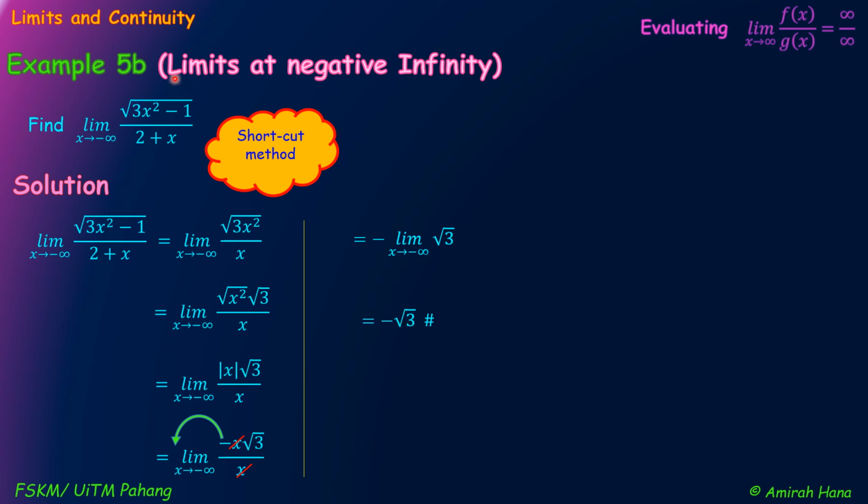From example 5a, the final answer equals positive square root of 3 because we solve the limit as x approaches positive infinity. But in example 5b, we solve the limit as x approaches negative infinity, and after we choose modulus x equals negative x, we get the final answer equals negative square root of 3. Same magnitude but opposite sign.